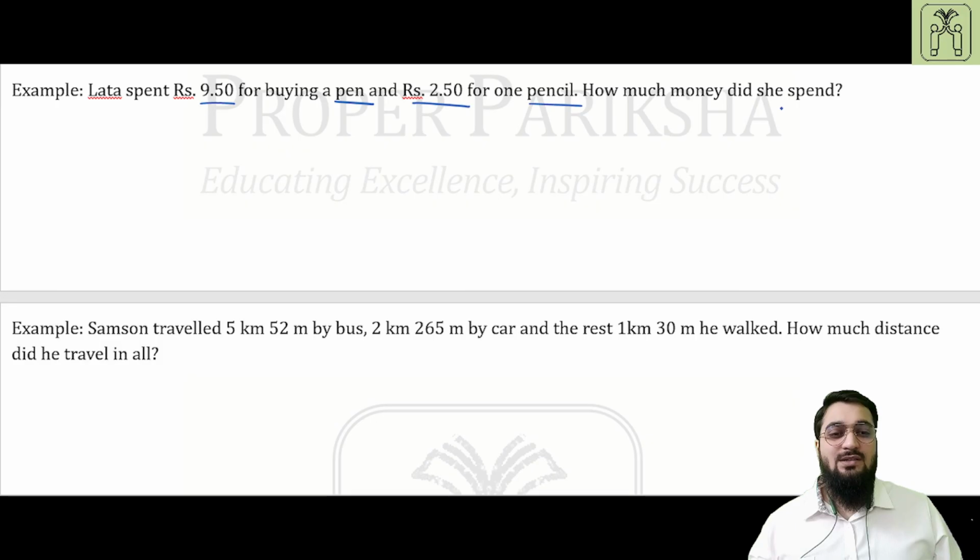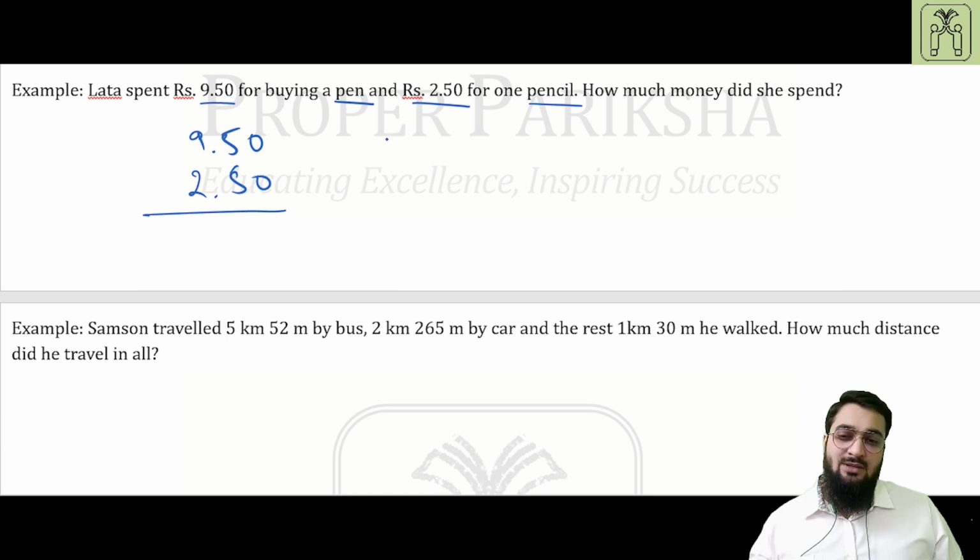So actually it is asking how much money was spent, that is the summation of both the expenditures. So we will add both the expenditures, that is 9.50 and 2.50, and that will be added. You can just write the word things beforehand, that given that Lata spent 9.5 for buying a pen, equation 1, Lata spent 2.5 for buying a pencil, equation 2. Then you will write adding equation 1 and 2 will give us the total expenditure.